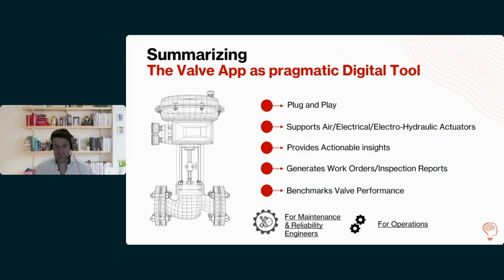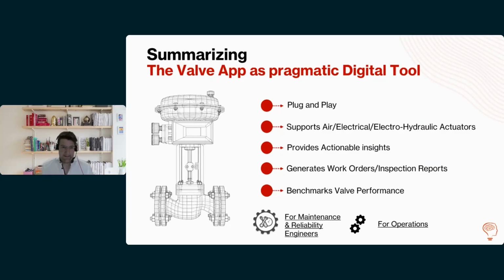And my last slide, again, summarizing why the control valve app is such a pragmatic tool to make a step change when it comes to Industry 4.0. First of all, it's plug and play. It means you plug it in and it works, because everything you need, the 2 data points you need to use the app, you already have. You have a control valve, you have the data you need.